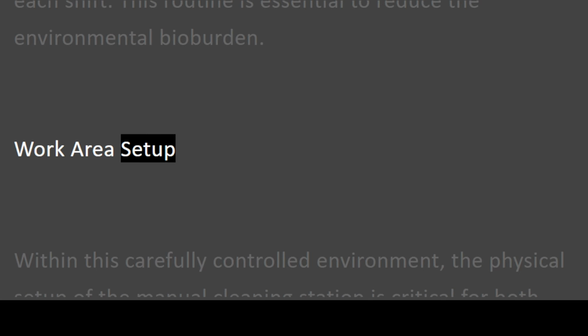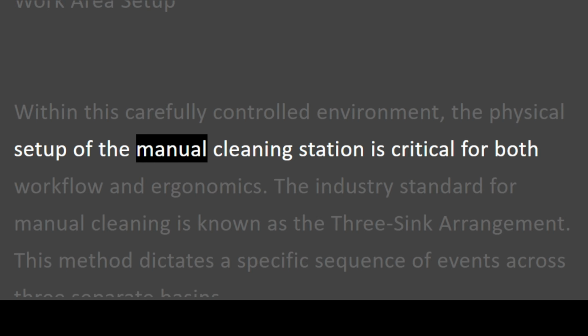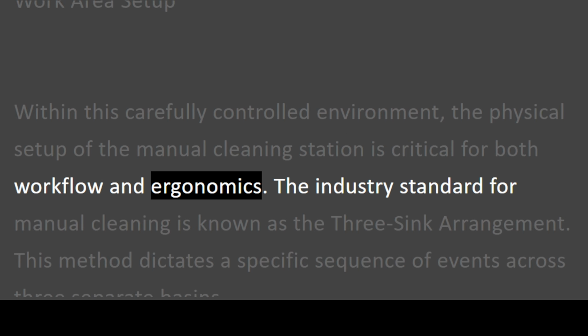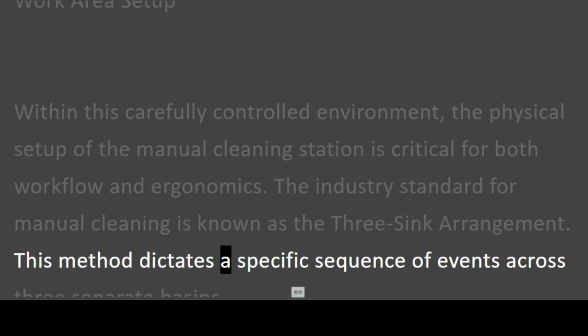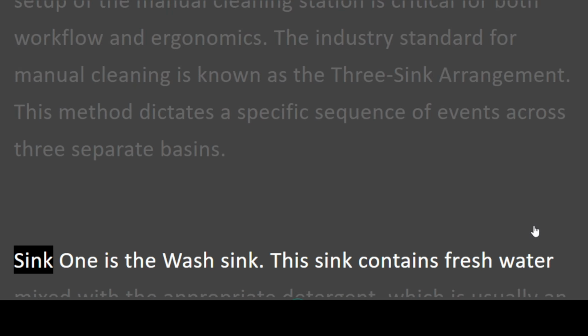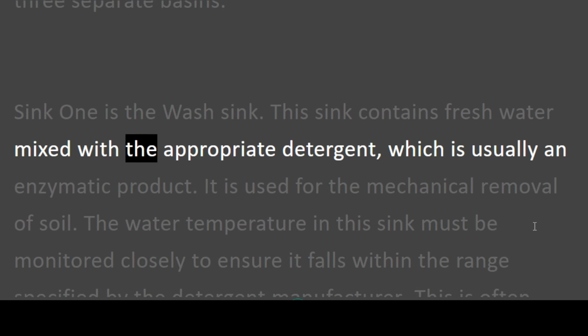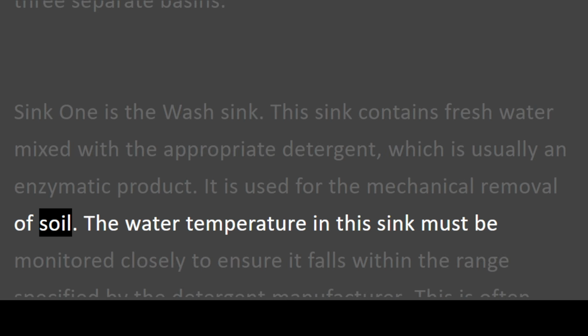Work area setup. Within this carefully controlled environment, the physical setup of the manual cleaning station is critical for both workflow and ergonomics. The industry standard for manual cleaning is known as the 3-sink arrangement. This method dictates a specific sequence of events across 3 separate basins. Sink 1 is the wash sink. This sink contains fresh water mixed with the appropriate detergent, which is usually an enzymatic product. It is used for the mechanical removal of soil.